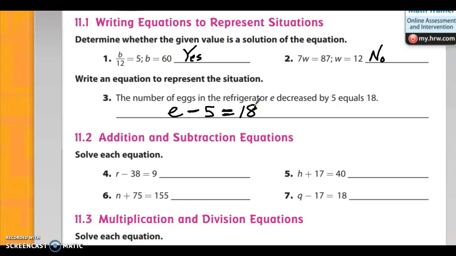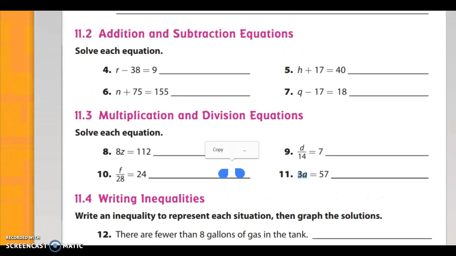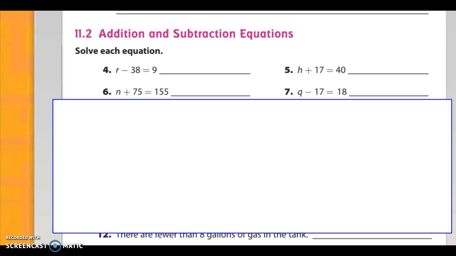11.2, these are the ones, they were addition and subtraction equations. If you notice, we have all addition and subtraction: subtraction, addition, addition, subtraction. And so we will remember how to do that. We solved the addition problems by subtracting, and we solved the subtraction problems by adding. And I'll review that with you right now.